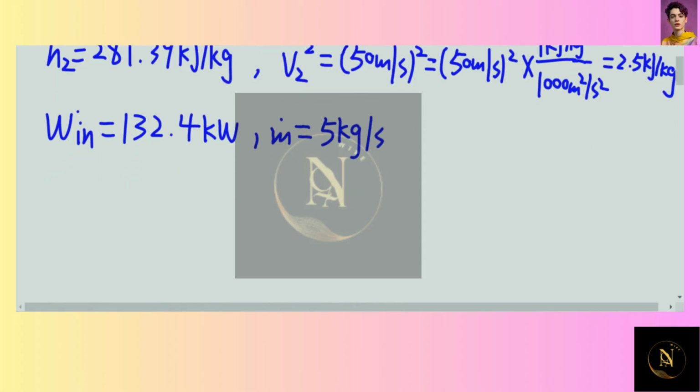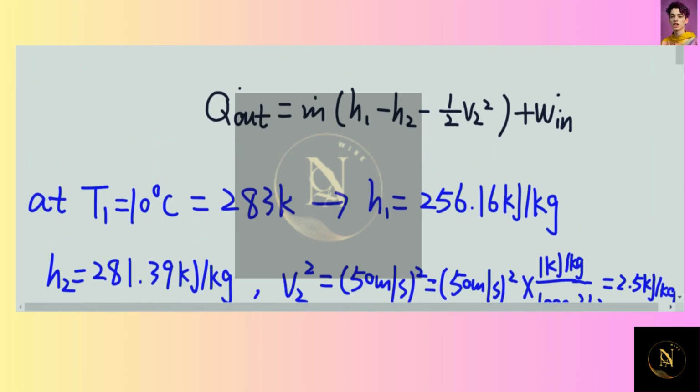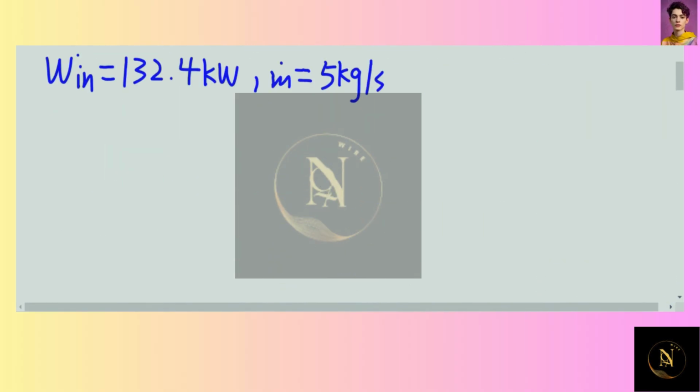And the power input, or the rate of the work done on the refrigerant, is measured as 132.4 kilowatts. And we know the mass flow rate is 5 kilograms per second. So now let's plug it back into the equation to determine the rate of heat transfer associated with this process.